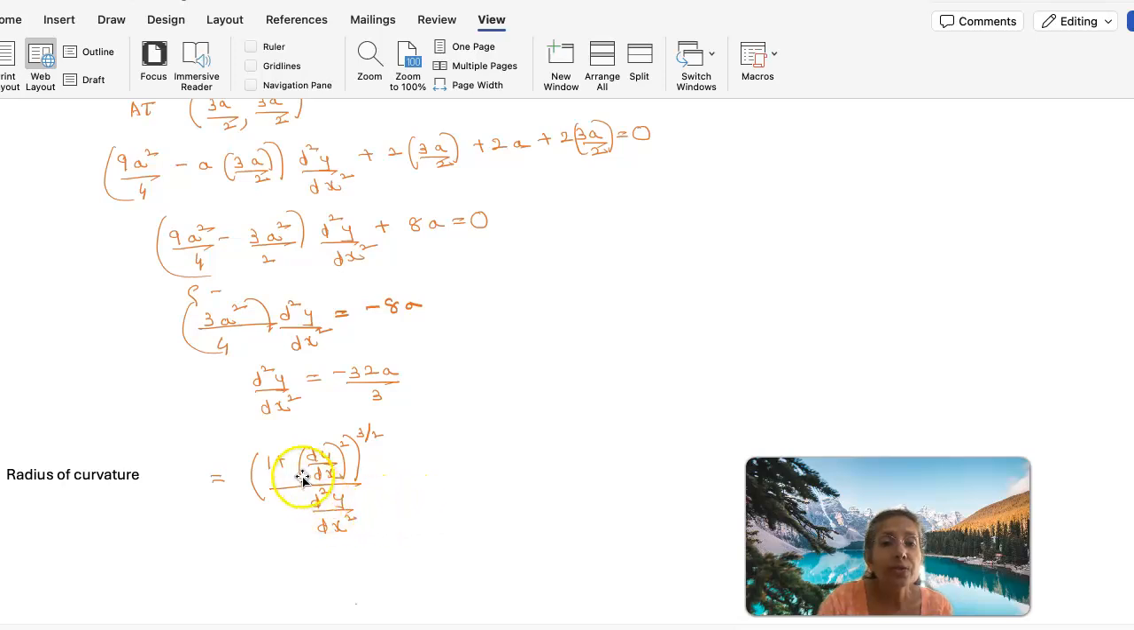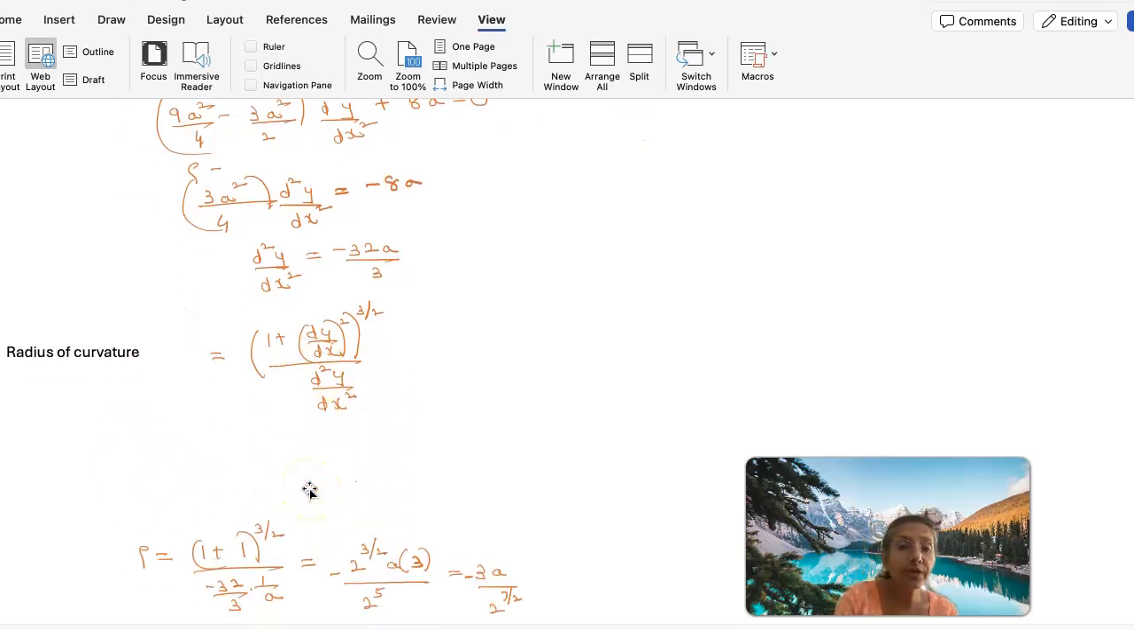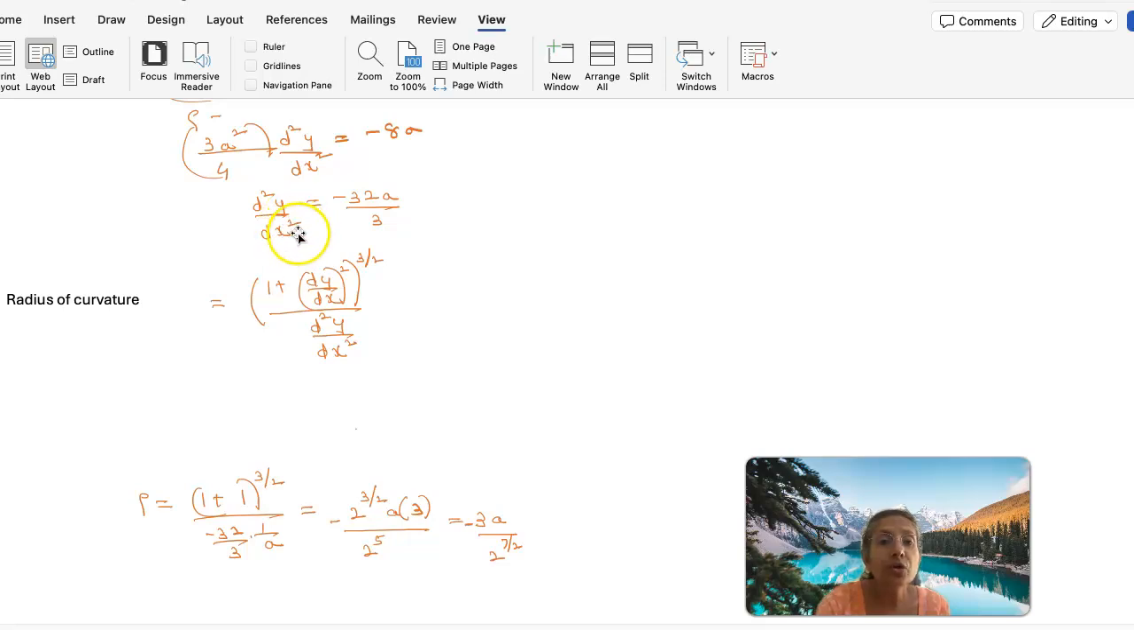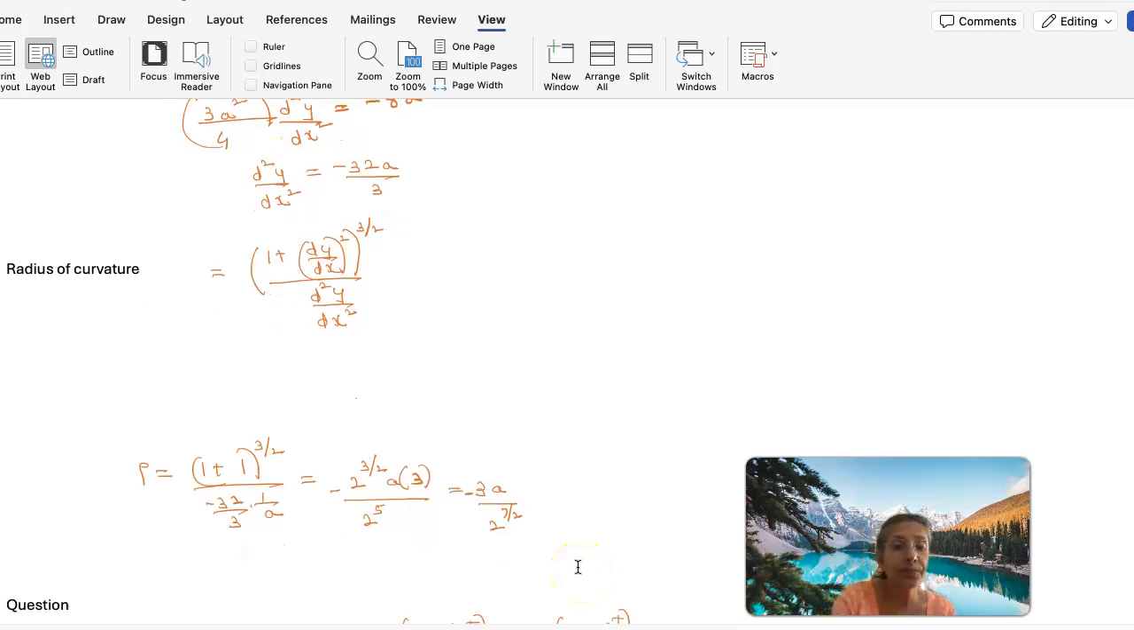Now, we have this formula: (1 plus dy by dx the whole squared) raised to 3 by 2, by d2y by dx squared, is your radius of curvature. So substitute what you have got for d2y by dx squared and dy by dx in this equation. Dy by dx is minus 1, d2y by dx squared is minus 32a by 3. So simplifying you get minus 3a by 2 raised to 7 by 2. 5 minus 3 by 2 is 7 by 2. So this is your radius of curvature for this curve. Quite a bit of calculations, isn't it?